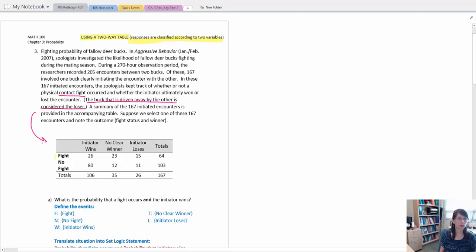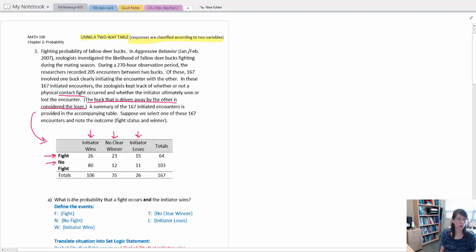So the summary table is given. The different events are initiator wins, or no clear winner, or the initiator loses. Remember, losing is determined by the buck that is driven away. The other two events are a fight occurs or no fight occurs. So you can see there are 5 different events, and if we list those, it will make calculating the probabilities a little easier and more organized for us.